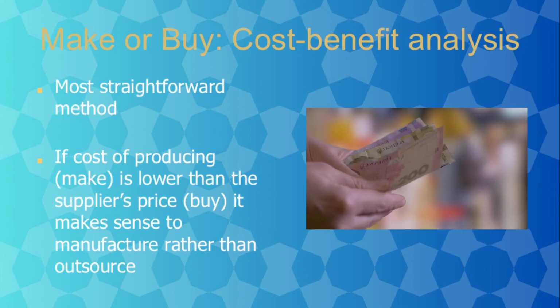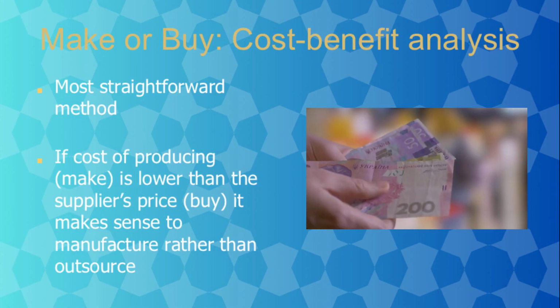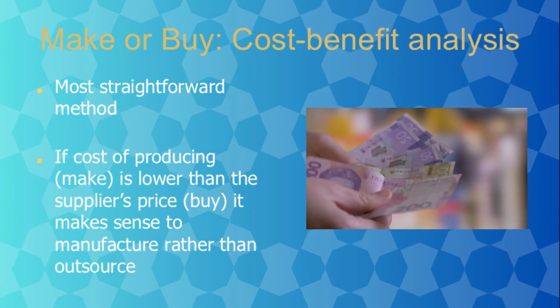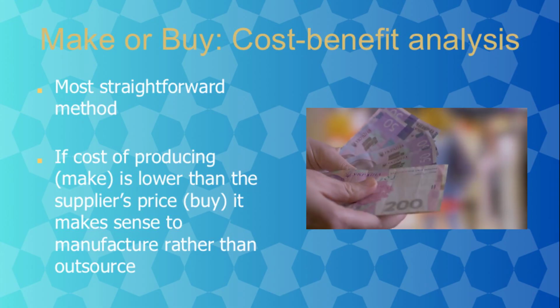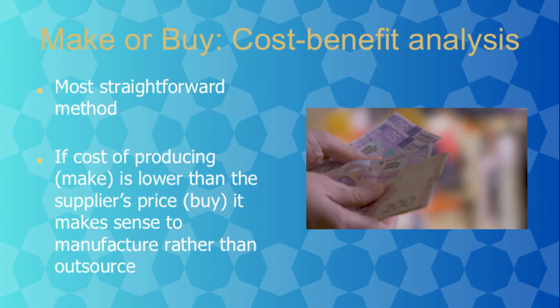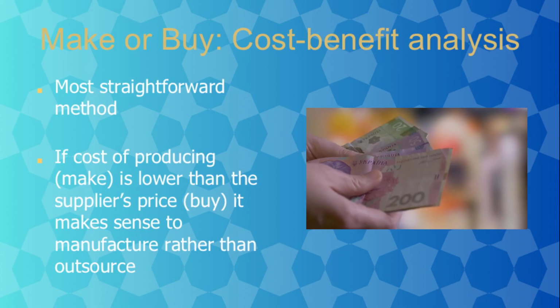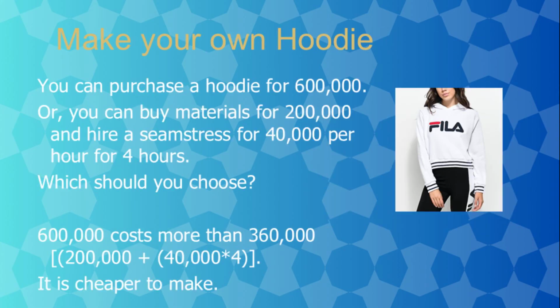A straightforward method for make or buy decisions is cost-benefit analysis. If the cost of producing is lower than the supplier's price, it makes sense to manufacture rather than outsource. Consider the example of making your own hoodie. Purchasing costs $600,000, while making costs $360,000. It is cheaper to make, demonstrating the importance of cost analysis in decision-making.